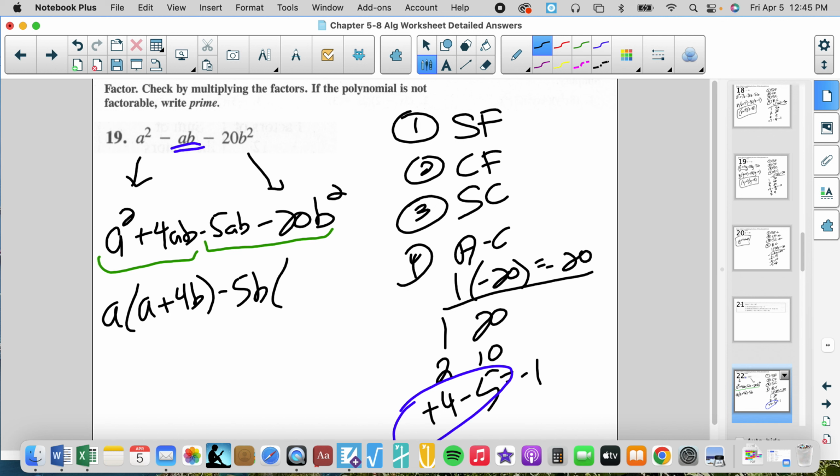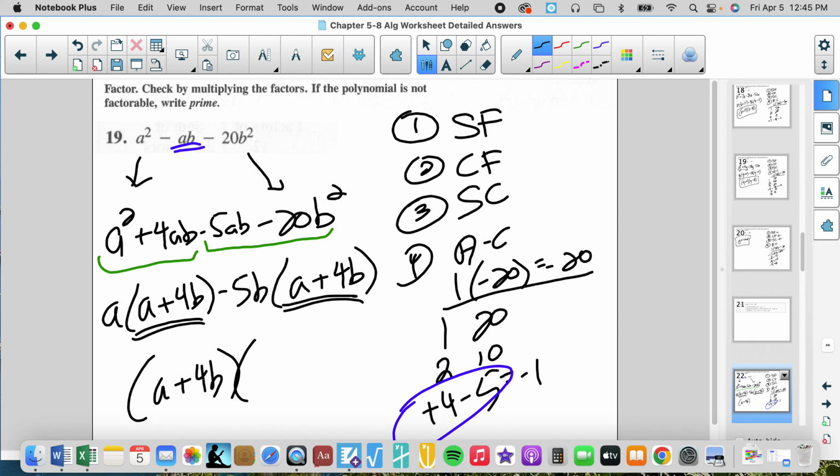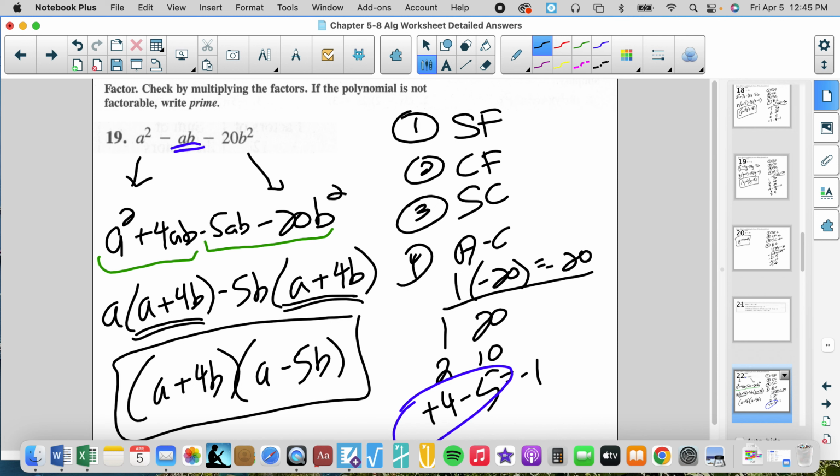And they also have a B in common. So if we factor that out, we're left with A plus 4B. And notice they're still the same in the parentheses. That's how I know that I did it correctly. And there is our answer.